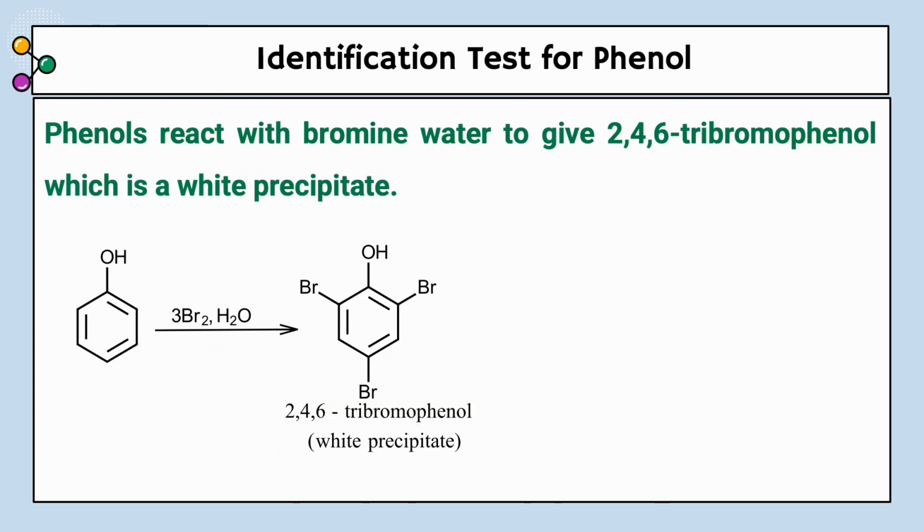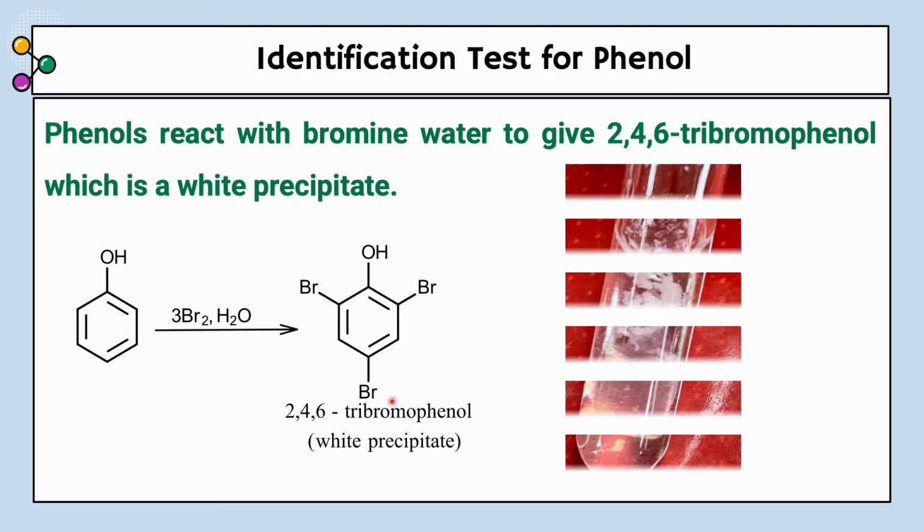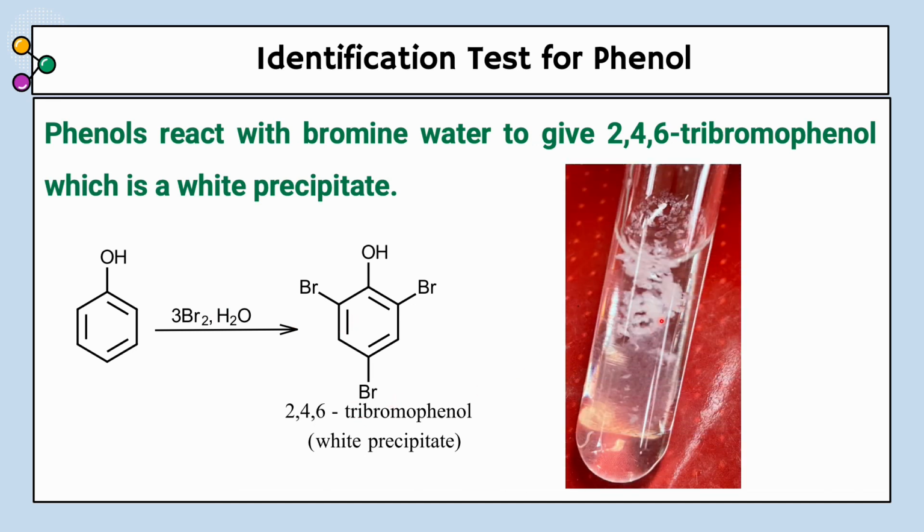Okay, so the last part for experiment 5 is we're going to do the identification test for phenol. So phenol ini dia akan react with bromine water to give 2,4,6-tribromophenol, which is a white precipitate. So kalau awak treat a colorless solution with bromine water and awak hasilkan white precipitate yang macam ini, dia bermaksud the colorless solution itu adalah phenol.